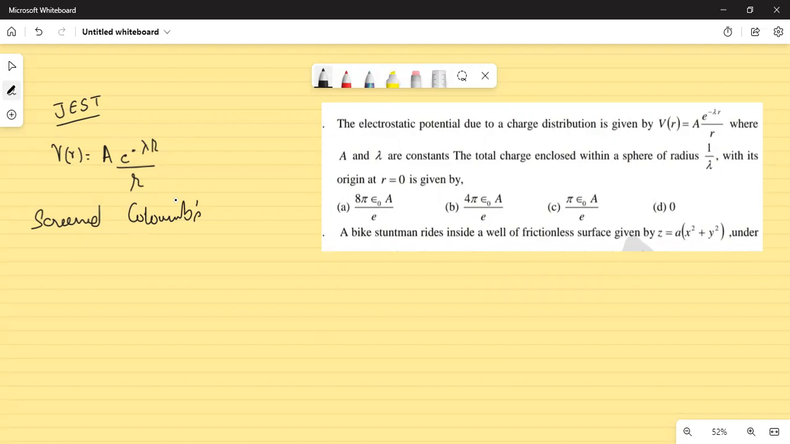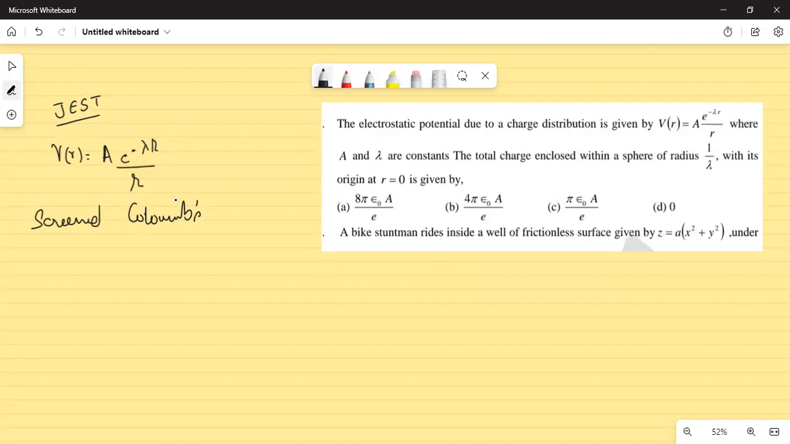Now, in order to do such problems, one must be aware that this particular problem we have done for the most general case in a previous lecture also. But this question was again asked for a specific case where your radius is now specified. Instead of asking the total charge enclosed by the system, it is asking what will be the total charge enclosed within the sphere of radius 1/λ. So let us do this problem in detail.